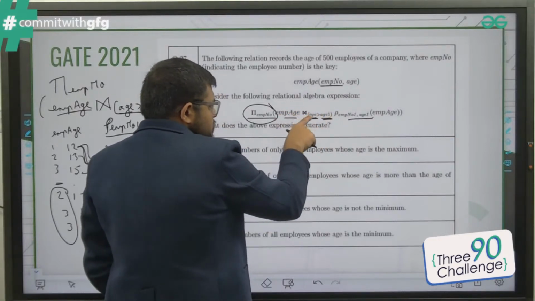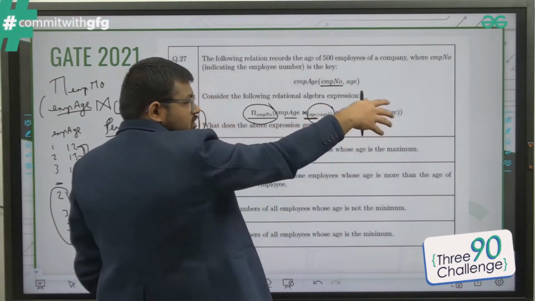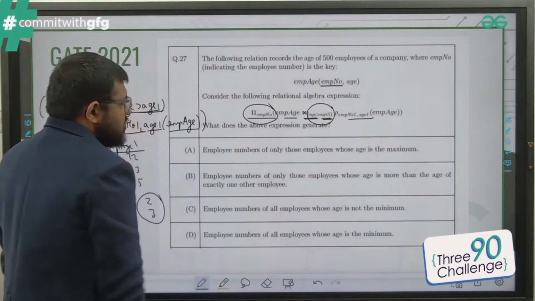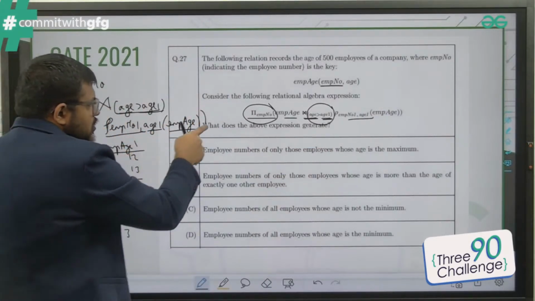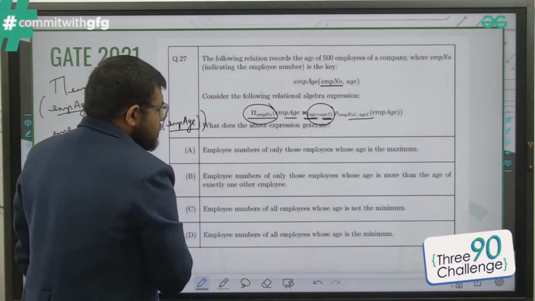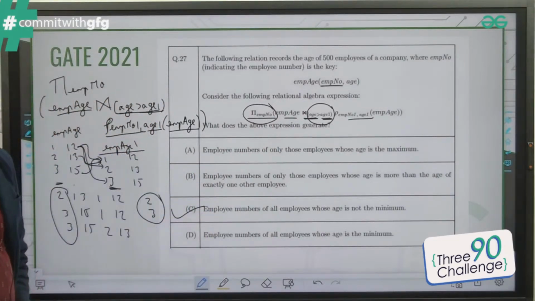Only the employee whose age is minimum, for him or her this will be false for all the matching tuples, or in all the tuples in the cross product. So this will return me the employee number of all the employees whose age is not minimum. And which option is correct? C. Is it clear?